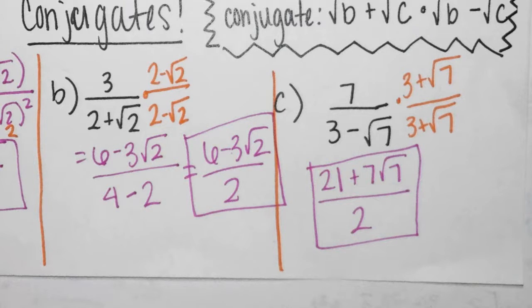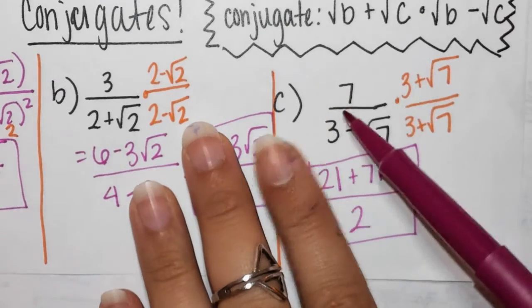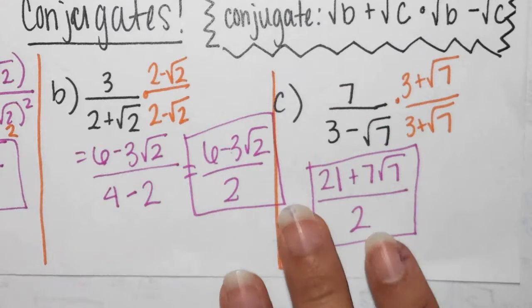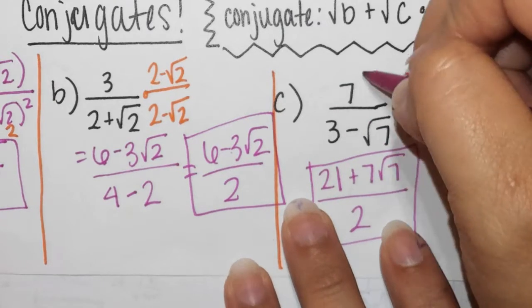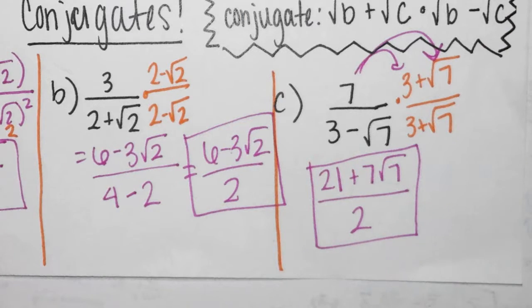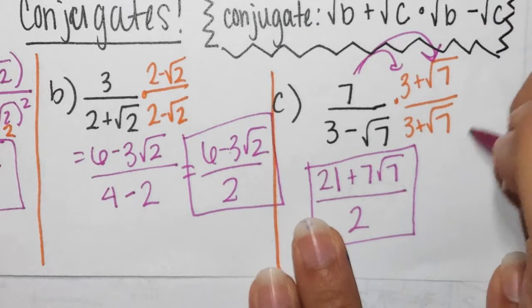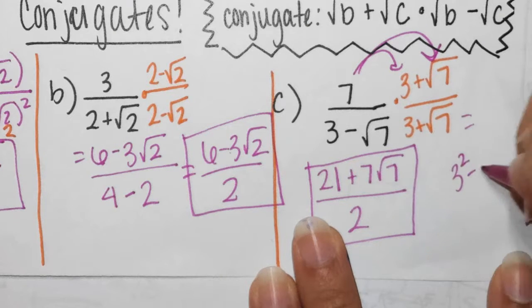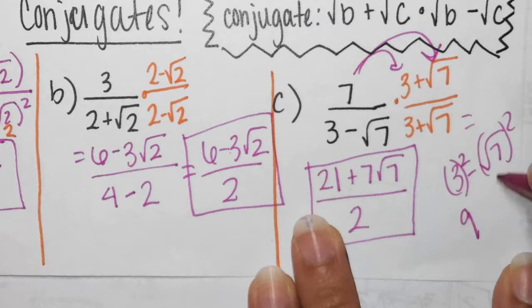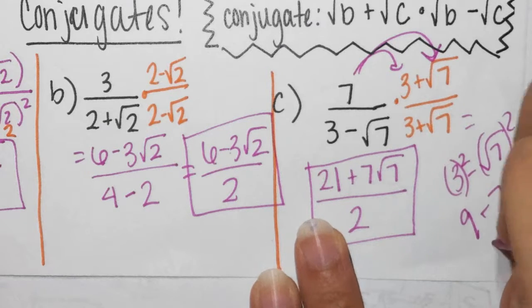Oh, because... Ask me, baby. I got 21 plus square root of 7 divided by 16. Okay, so you didn't multiply the 7 times the square root of 7. I multiplied 7 by 2. You have to multiply by both of them. So this is being multiplied to here and to here. And then here this would become 3 squared minus the square root of 7 squared. 3 squared is 9. Square root of 7 squared is 7. 9 minus 7 is 2.